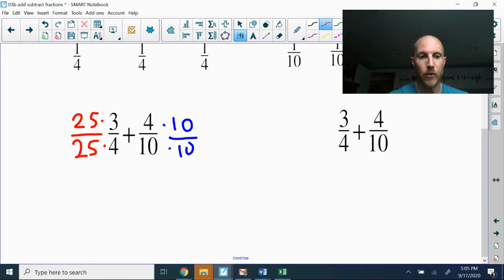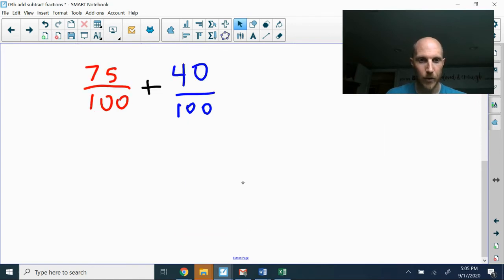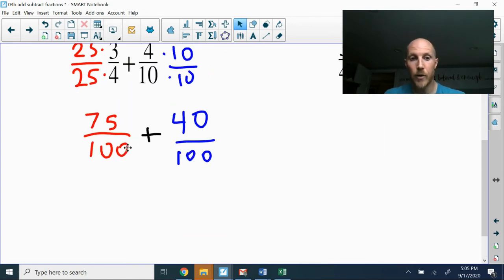Okay, so now let's do these multiplications. So on the left-hand side, numerator times numerator, 25 times 3, that's 75. Denominators, 25 times 4, that's 100. Plus, and then let's do this part in blue. So I got the numerators, 4 times 10 is 40, and 10 times 10 is 100. And I need a little bit more space to finish this problem. Okay, let's see if the page will extend. Great. So now I have common denominators. The red fraction has a denominator of 100, the blue fraction, a denominator of 100. I can add these together.